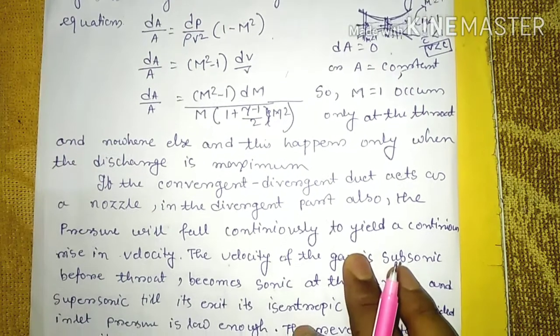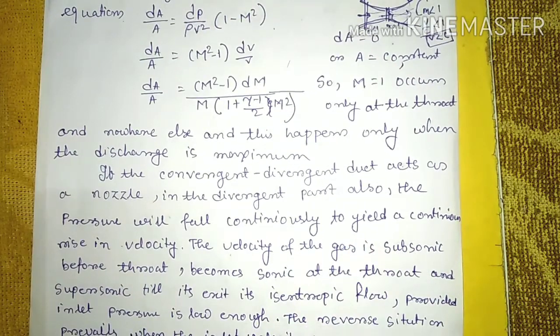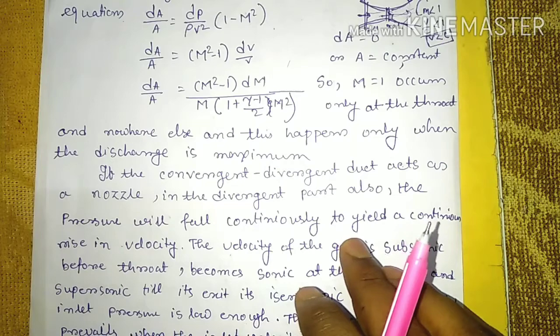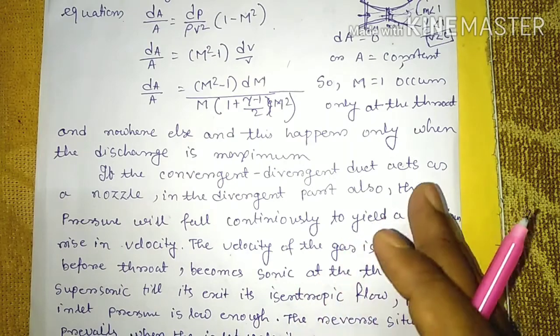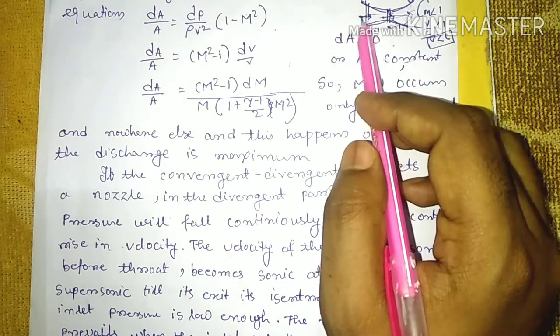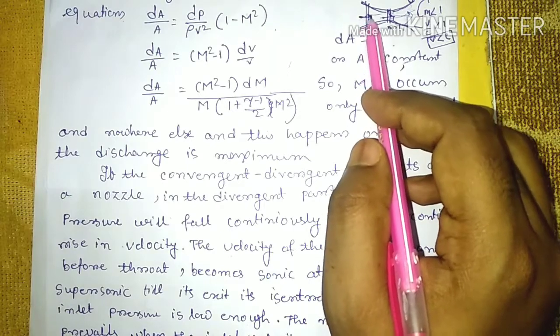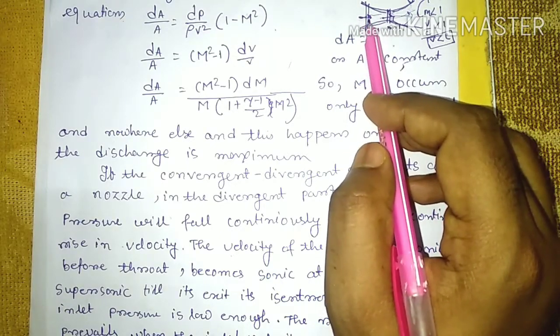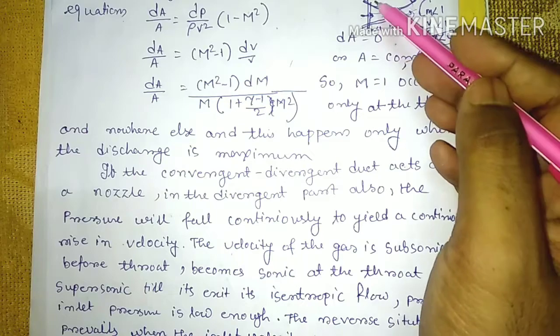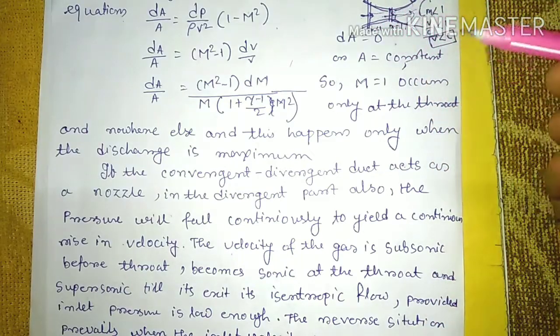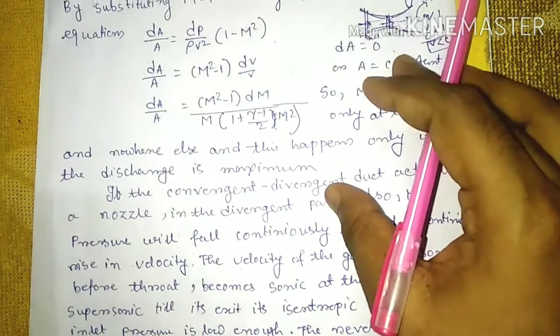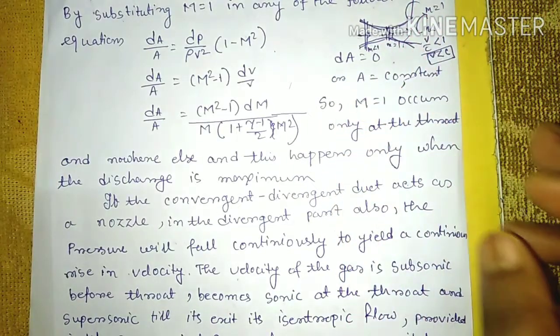Now, the reverse condition prevails when the inlet velocity is supersonic. In this case we already assumed that the fluid velocity is subsonic. Now if the inlet condition of a convergent divergent channel is supersonic, what happens here?